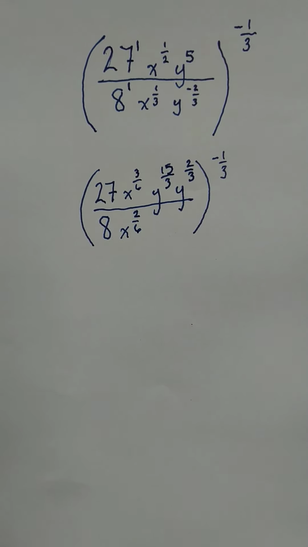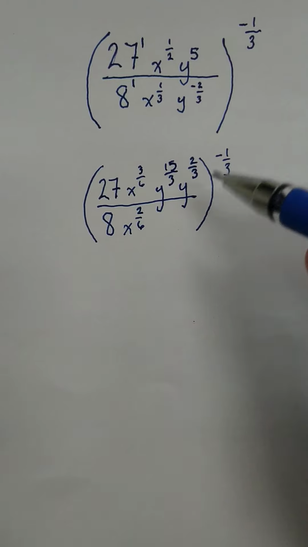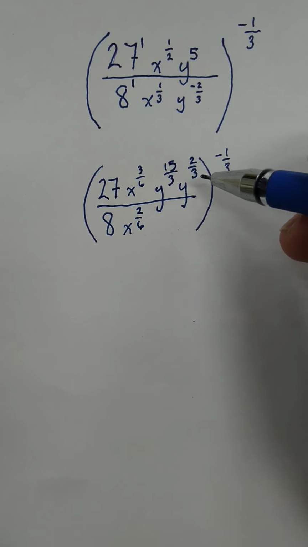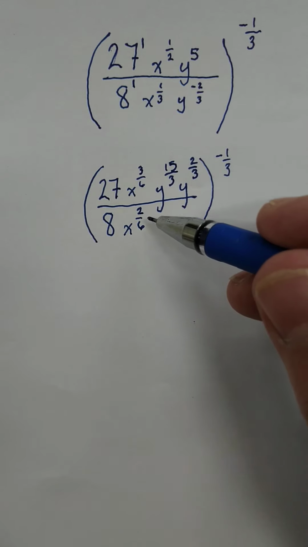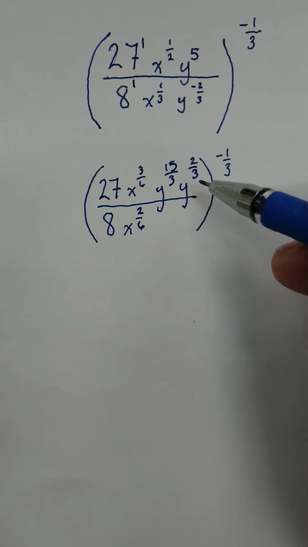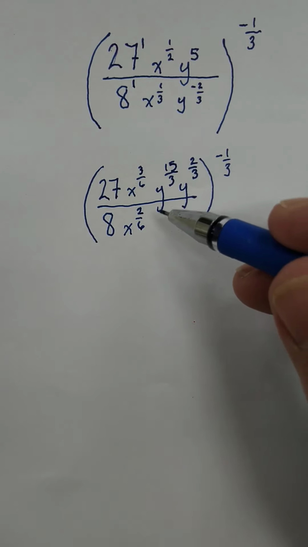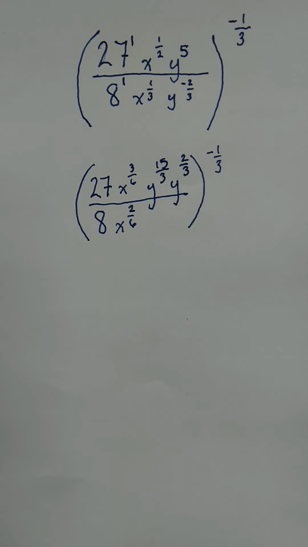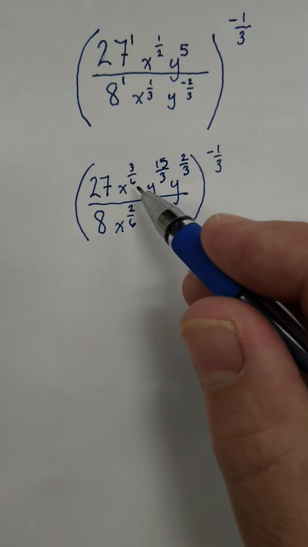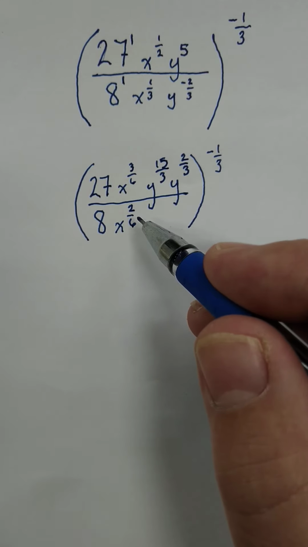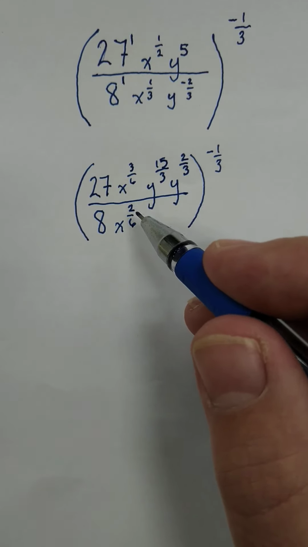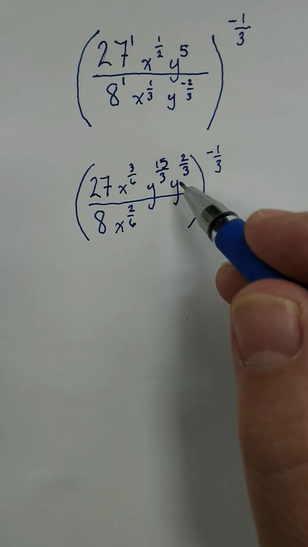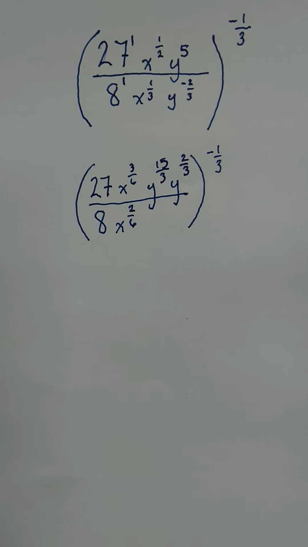So what I did was found a common denominator, and I moved this y to the negative 2/3 to the numerator. I found the inverse, in other words. And I found a common denominator with the x's and the y's. So now it's as simple as subtracting and adding fractions. I'm going to subtract these because I'm dividing indices and my bases are the same. I'm going to add these because I'm multiplying and the bases are the same.